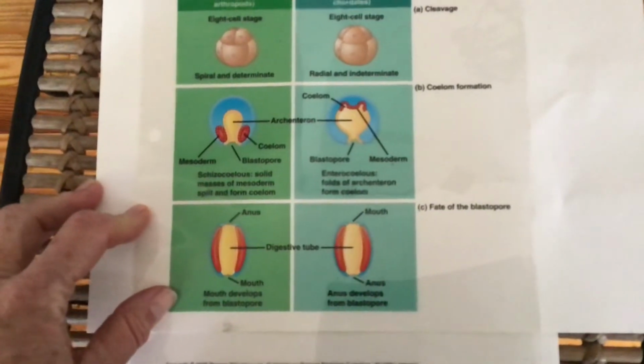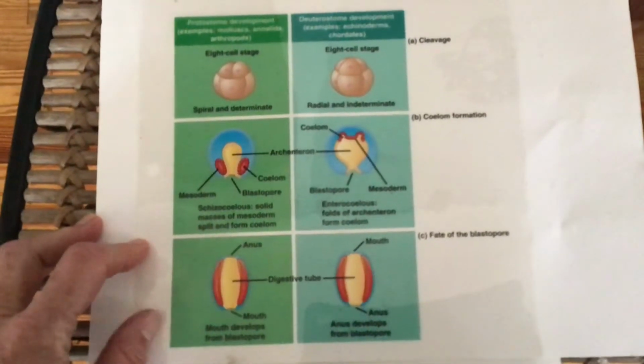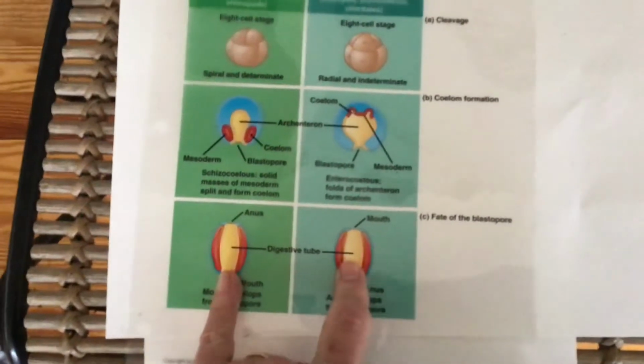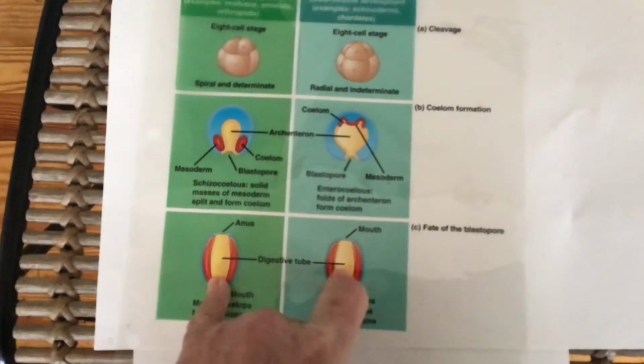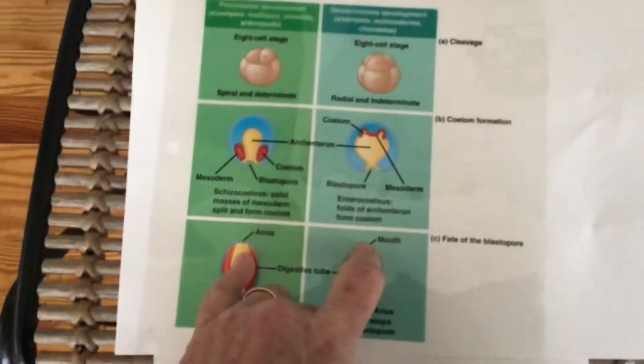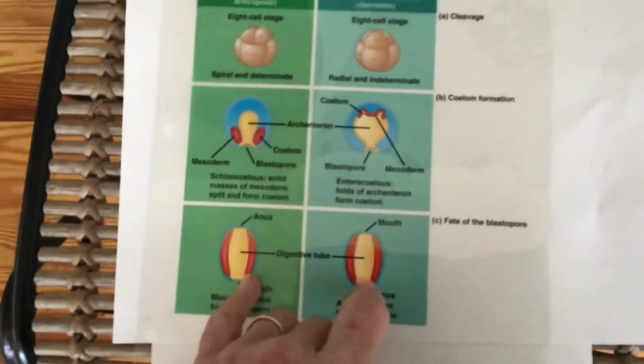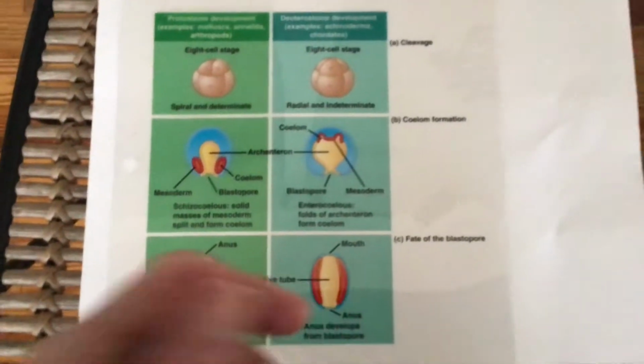So they're very different. They look about the same at the end, right? But they're very different in how they got there. Both this and this are opposite ends of that.